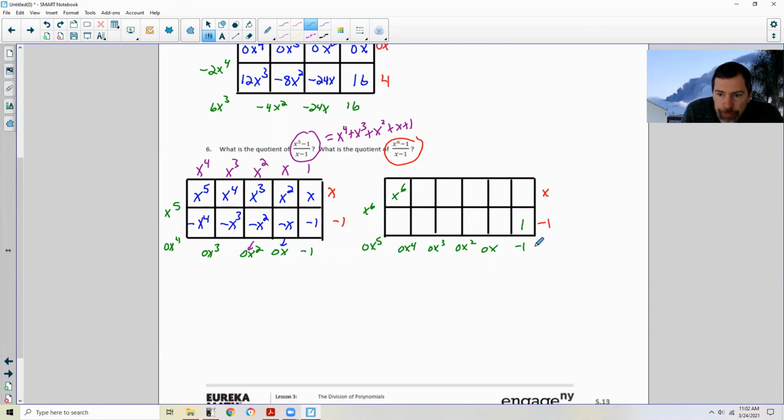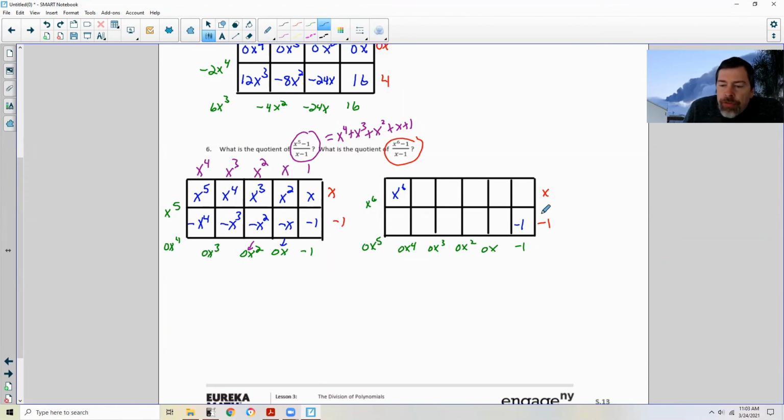So this is 1. Let me rewrite this because it's all the same color. X to the 6 goes here, and it also goes here. This square is always your first term outside here. This last one is always your last term outside here. So that's got to be a -1.